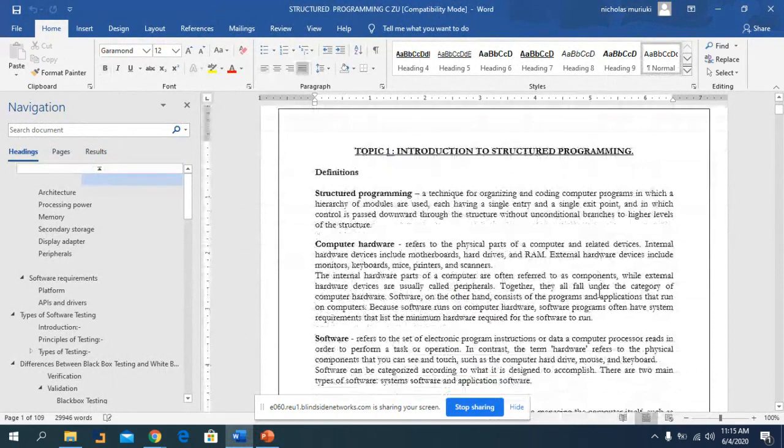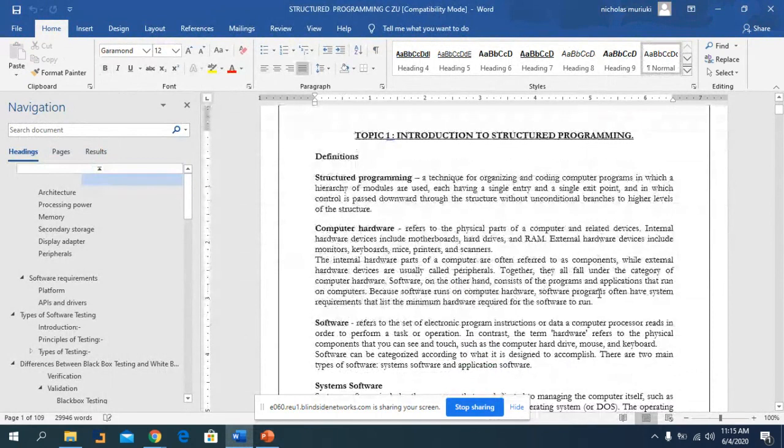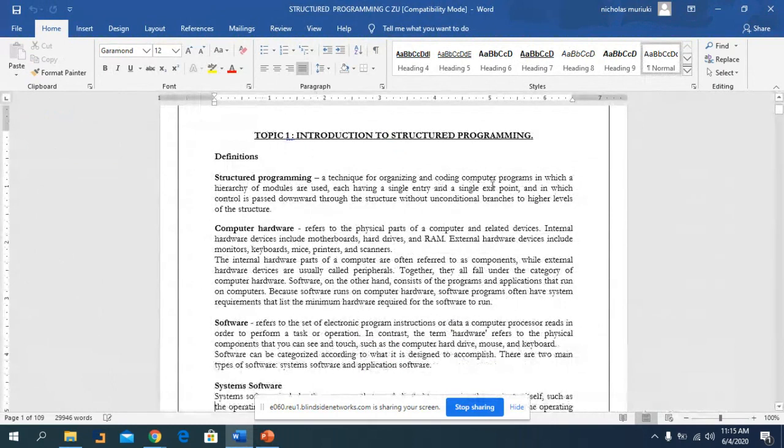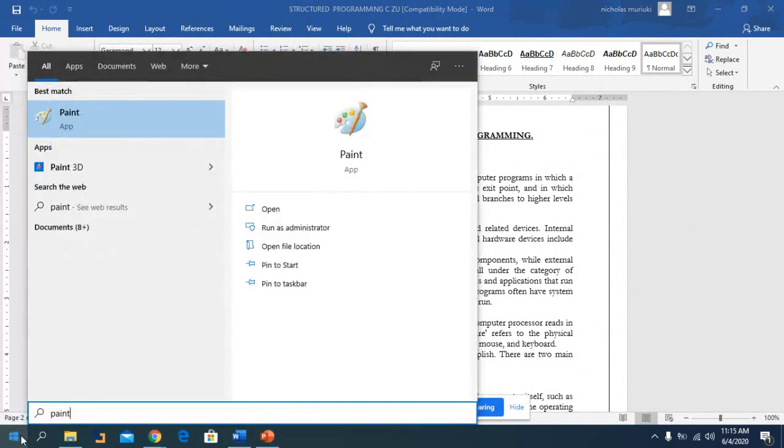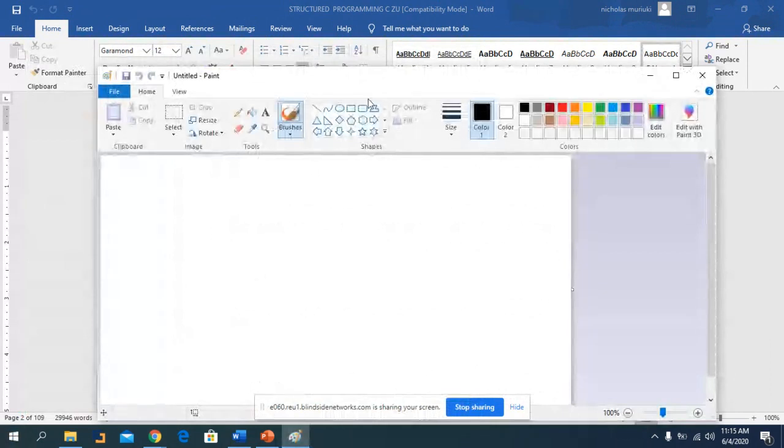the structured programming. So we have said this is a way of organizing and coding a computer program in which a hierarchy of modules is used. So in this case, if I can use Paint, we are saying if this program is starting at this point, so this is start. So it is supposed to move up to where we can have end.